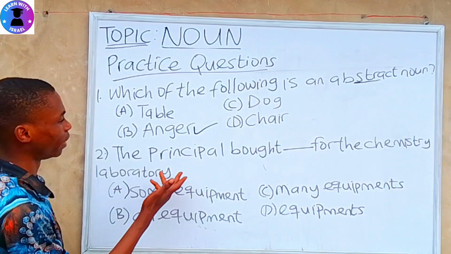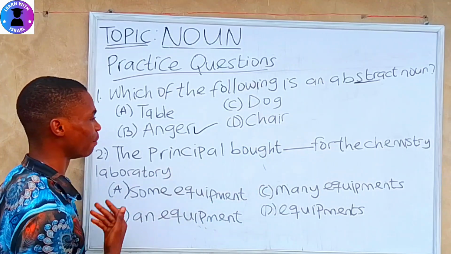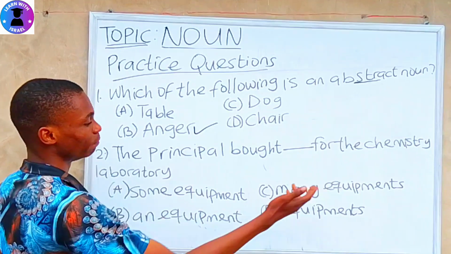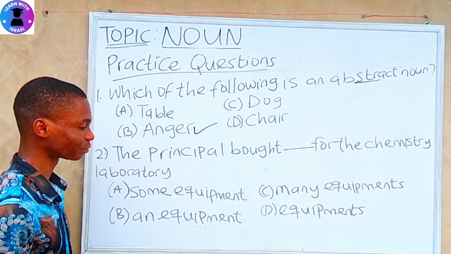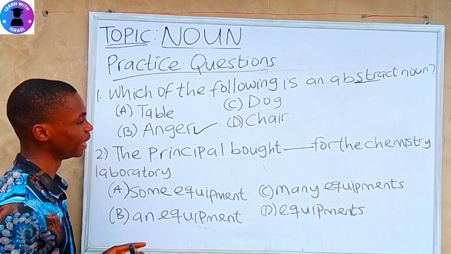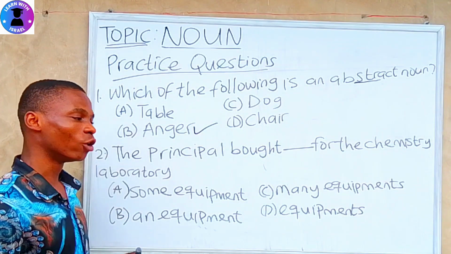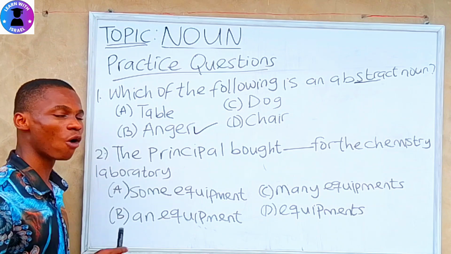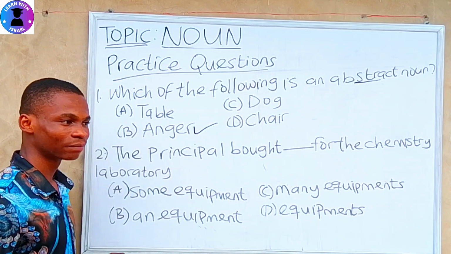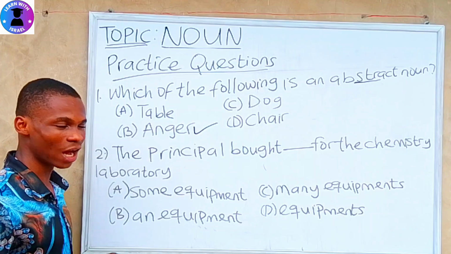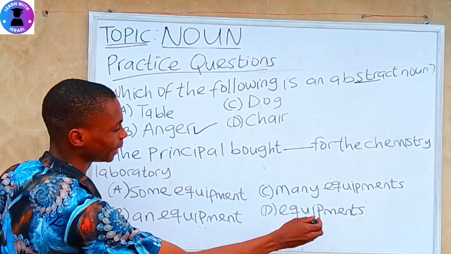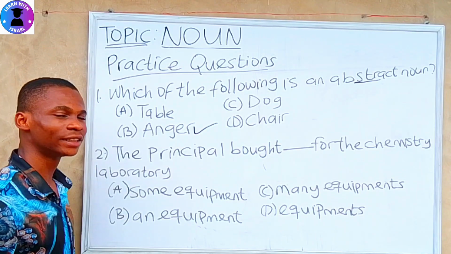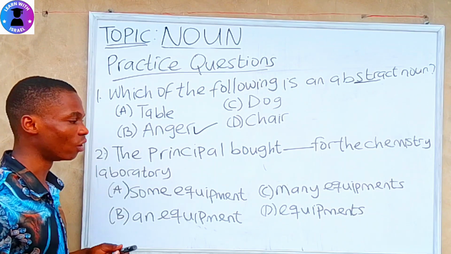Question 2. The principal blank for the chemistry laboratory. A. Some equipment. B. An equipment. C. Many equipment. D. Equipment. Adding S to equipment is wrong. If you are following me, where I talked about equipment and furniture during the rules of pluralizing nouns, I said we should not add S to equipment or furniture. Adding S to it makes it wrong, or information, adding S to it makes it wrong.